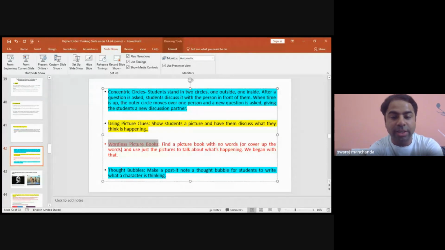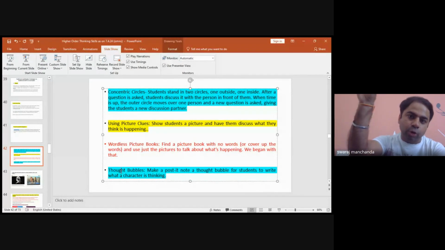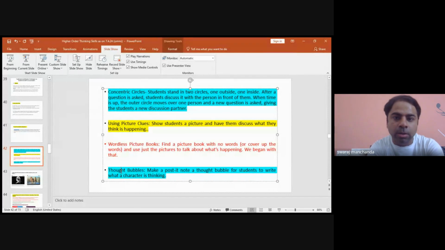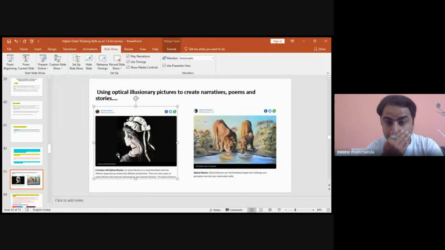Thought bubbles. You can just put up a picture in front of a student related to any lesson of literature and ask them to write what they feel about the character. Narrative, what we call, narrative of the character. Illusory pictures. You can use these also. This picture is depicting a young girl and an old girl. Ask the student to write a story or a poem over this related to age.